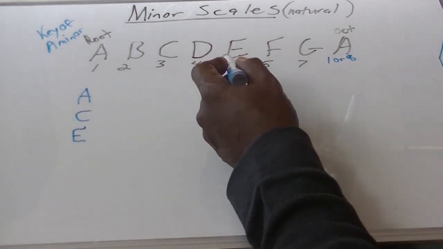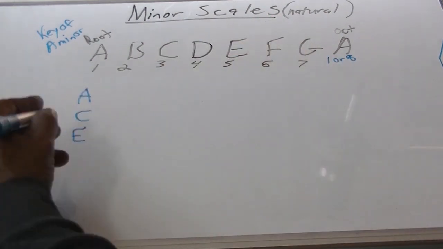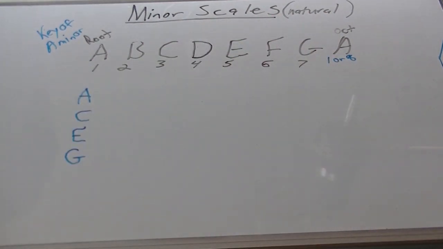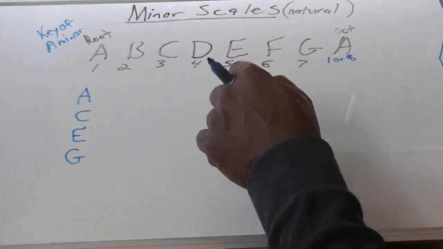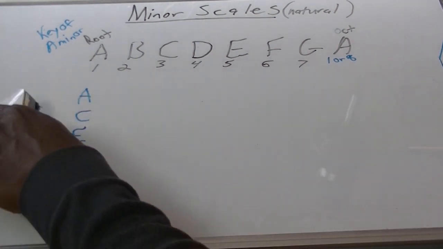But now what we're going to do is continue, and we're going to skip over this F and we're going to take the G. So now we have a 4-note chord, and we can do this for every note of the scale, ultimately generating a set of 4-note chords.